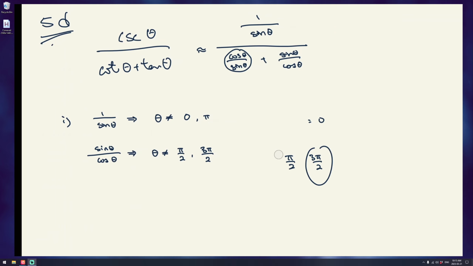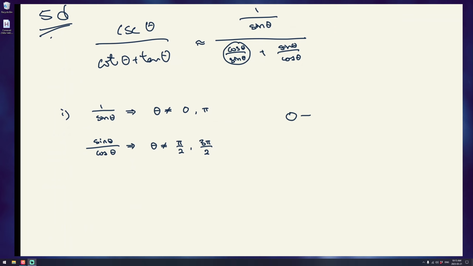So that means the case of 0 plus 0 cannot be satisfied. There's no single theta value, no matter what coterminal angle you choose, no matter how long you search, never, ever, ever will a single theta go into cotan and tan for them both to be equal to 0, which is kind of unfortunate.